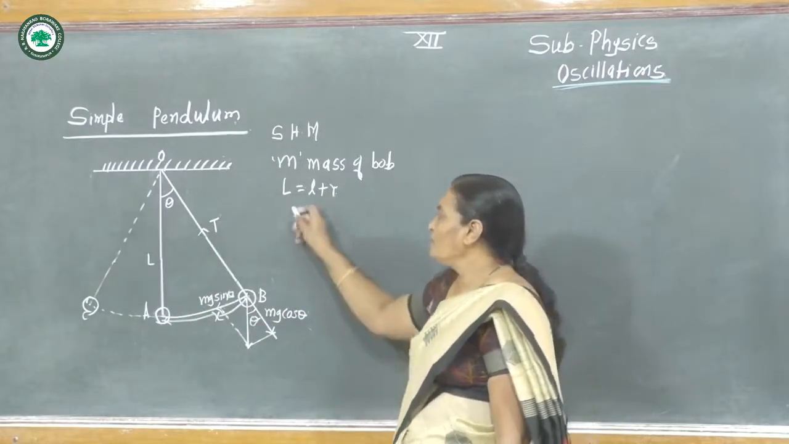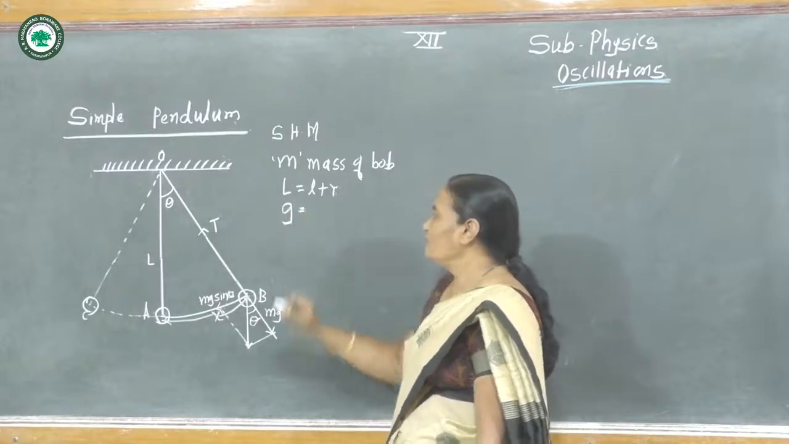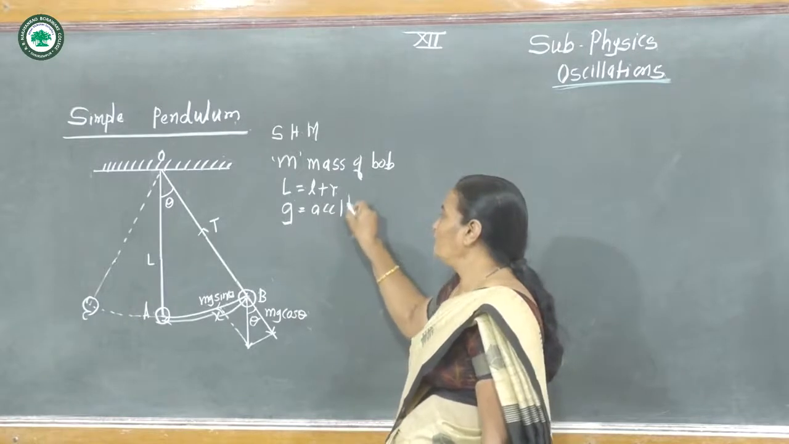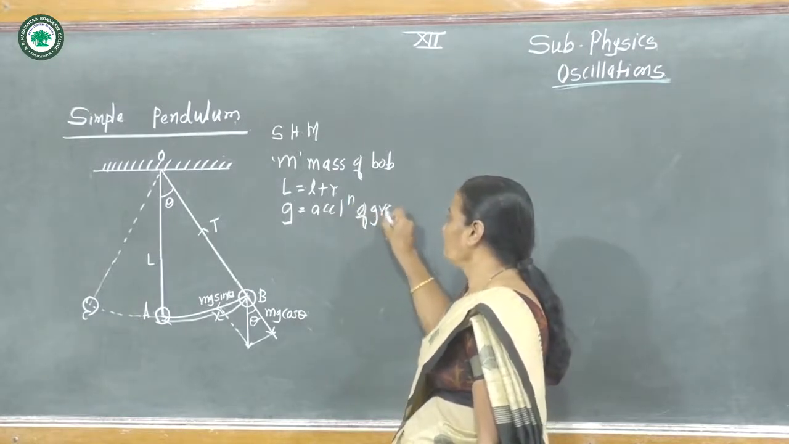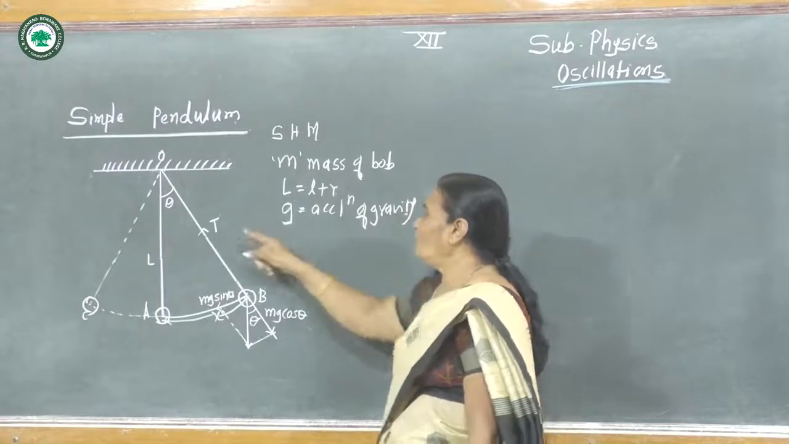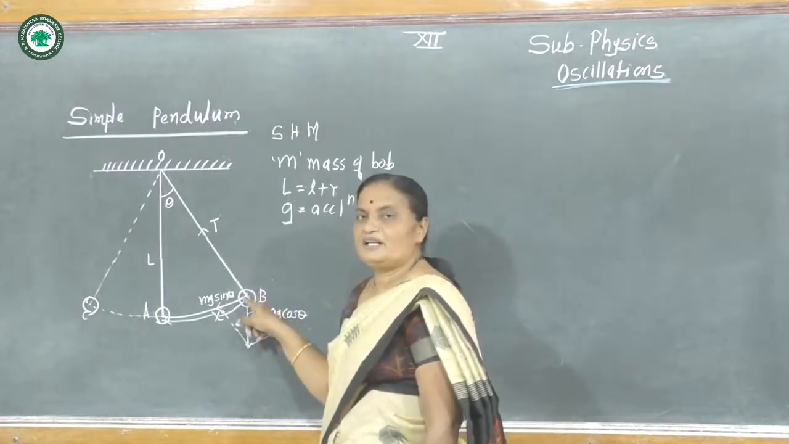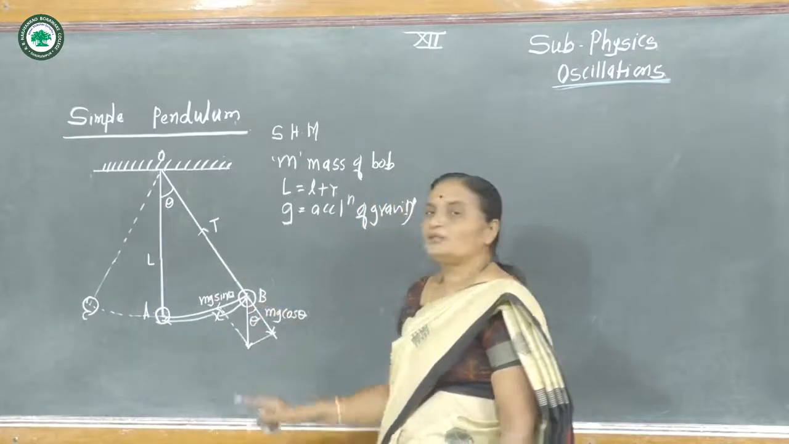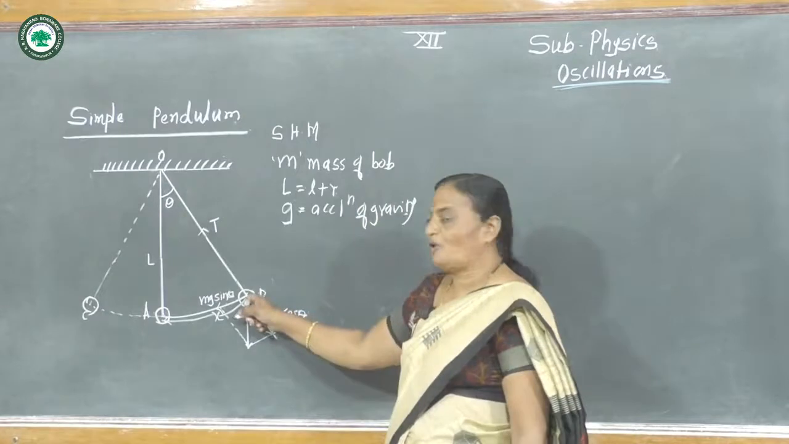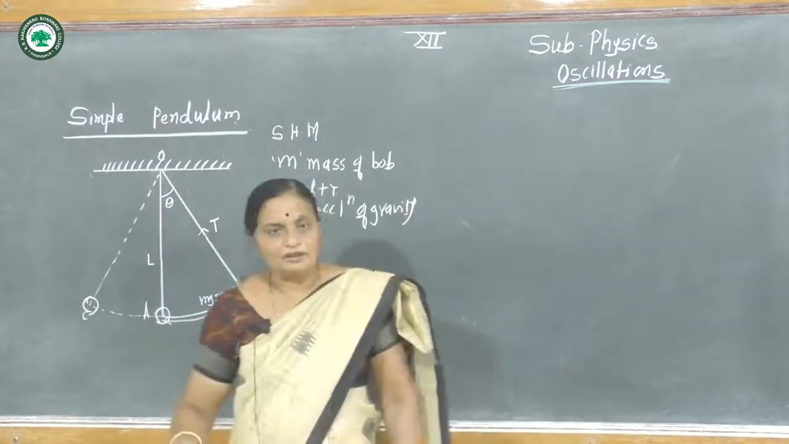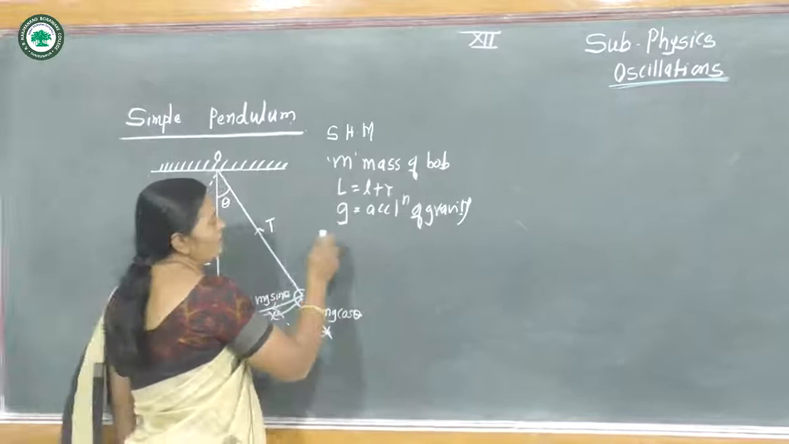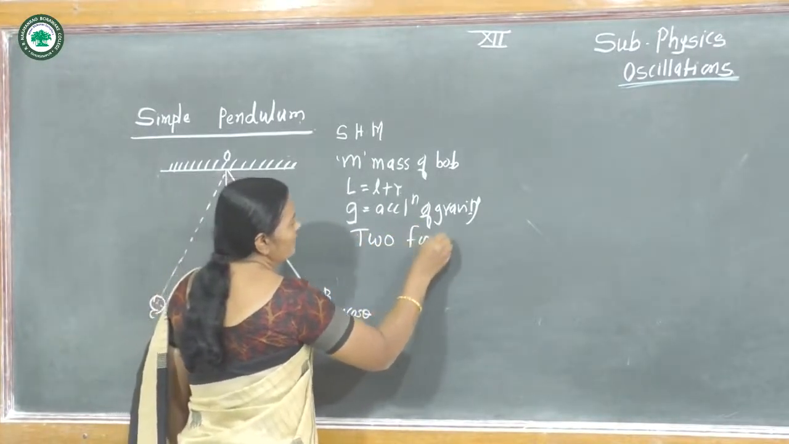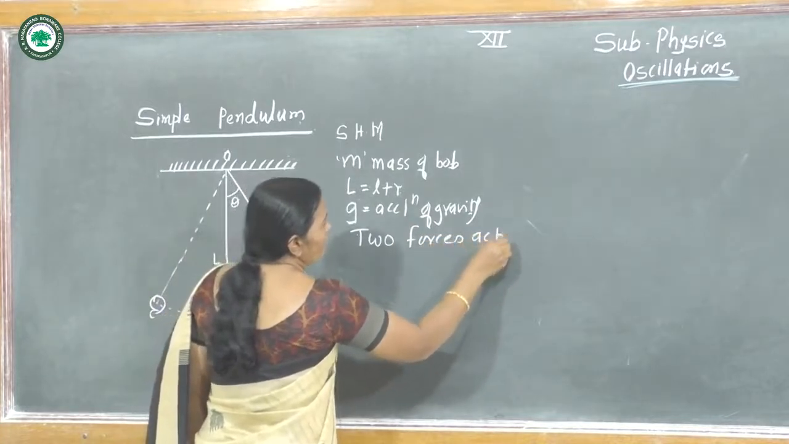Now see, g is the acceleration of gravity. Then the bob is at the displaced position. The heavy bob is at the displaced position. There are two forces acting on the bob.